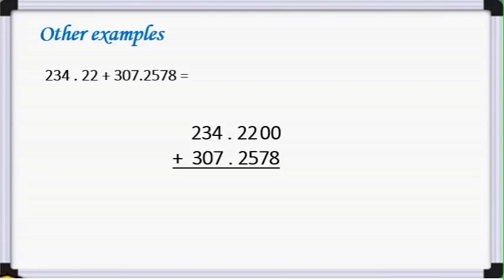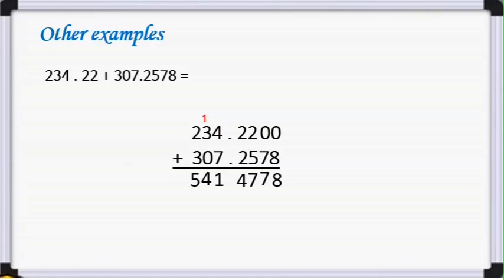Let us add like whole numbers. So, we need to start adding at the rightmost digit. 0 plus 8 is 8. 0 plus 7 is 7. 2 plus 5 is 7. 2 plus 2 is 4. And then 4 plus 7 is 11. So, we need to regroup. So, we need to write 1, and then carry 1 to our tens column. So 1 plus 3 is 4. And then 2 plus 3 is 5.